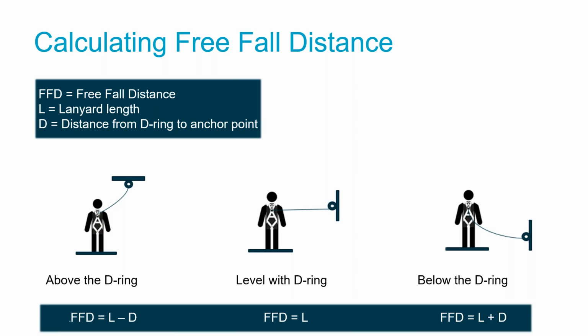So in summary, if the anchor point is above the D-ring, free fall distance is the lanyard length minus the difference from the D-ring to the anchor point. If the anchor point is level with the D-ring, the free fall distance is the length of the lanyard. And if the anchor point is below the D-ring, free fall distance is the length of the lanyard plus the distance from the D-ring to the anchor point.